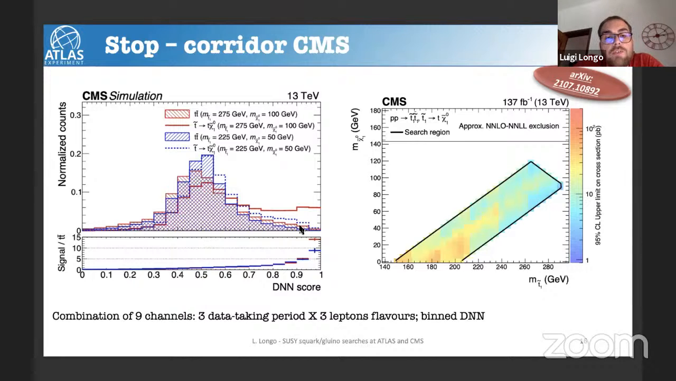There was the combination of 9 channels: 3 data-taking periods, which saw the years 18, 17, and 15 and 16 together, times the 3 lepton flavors that were not used for the training. And then there was the binning of the DNN to enhance the sensitivity, because also in this case there was no significant excess. On the right, you can see the plots with the full area that has been covered and excluded by CMS.